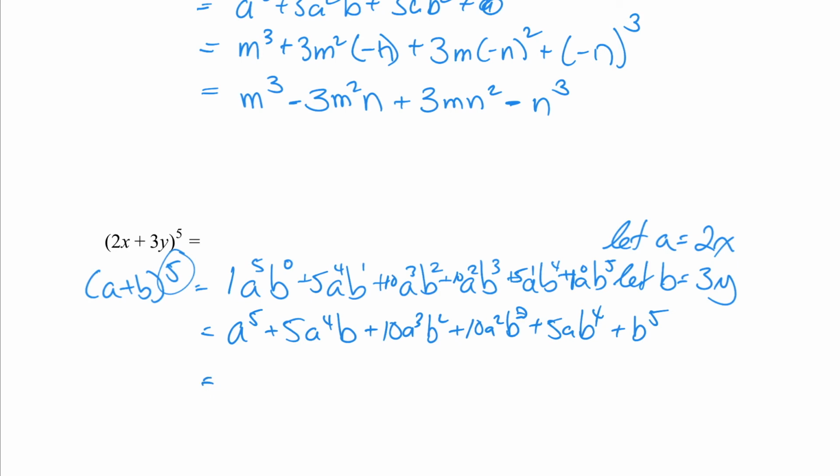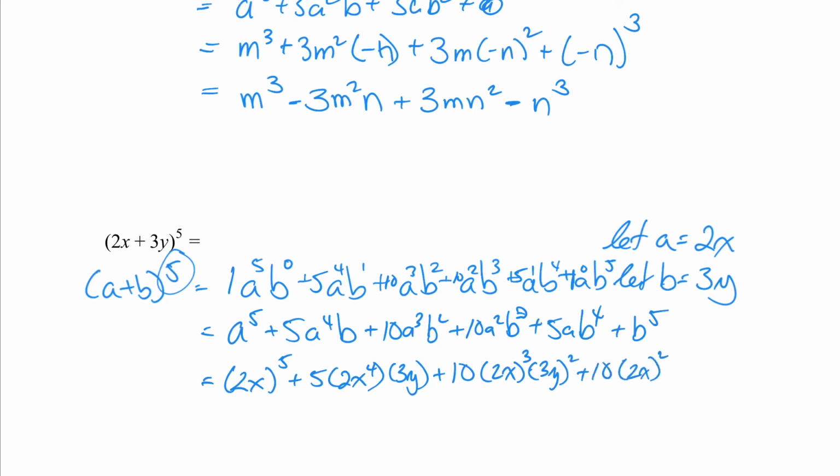Really the important part that you want to remember here is to have that in brackets. So in this case, it's going to be (2x) to the power of 5, plus 5 times (2x) to the power of 4, where b is (3y), plus 10 times (2x) cubed times (3y) squared, plus 10 times (2x) squared times (3y) cubed, plus 5 times (2x) times (3y) to the power of 4. I'm going to squeeze this in down here. Finally, (3y) to the power of 5.